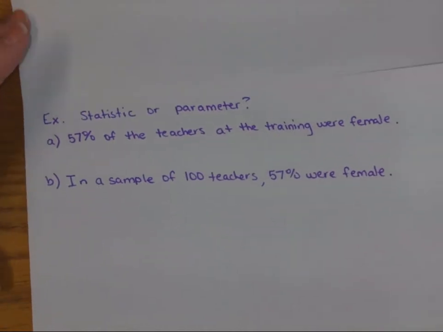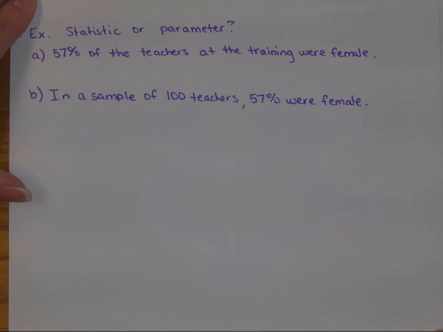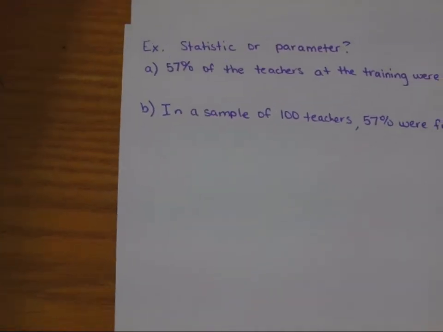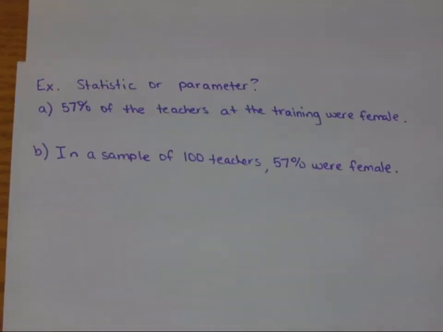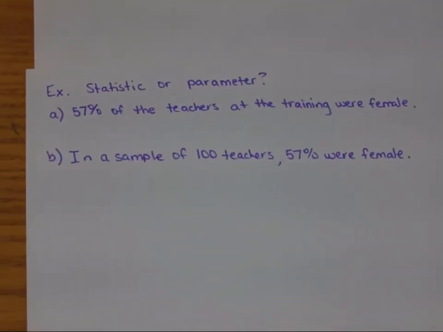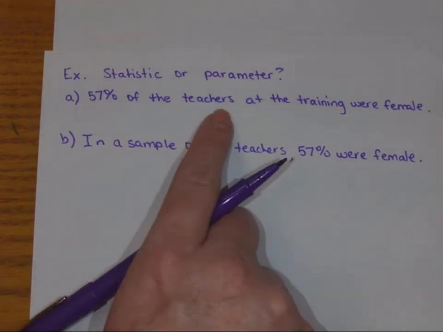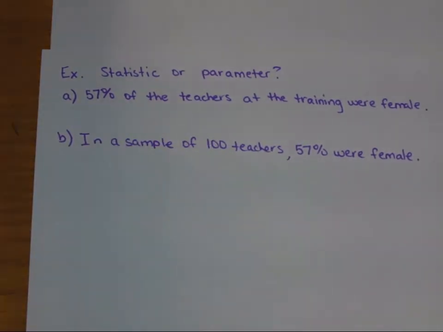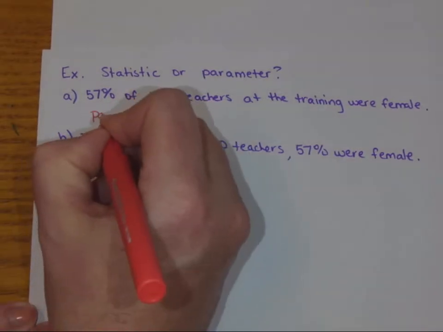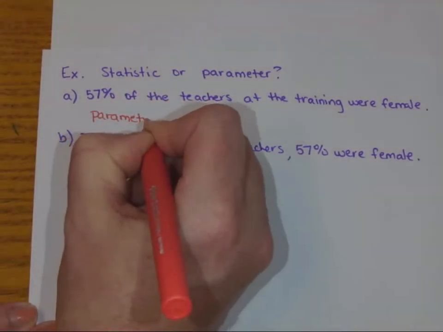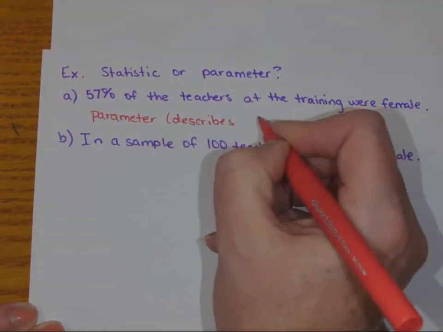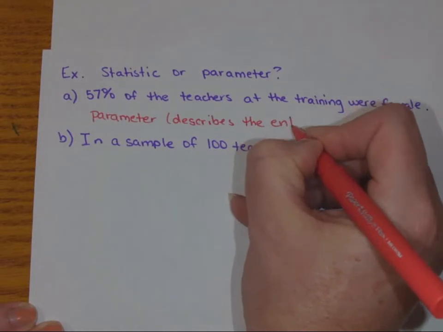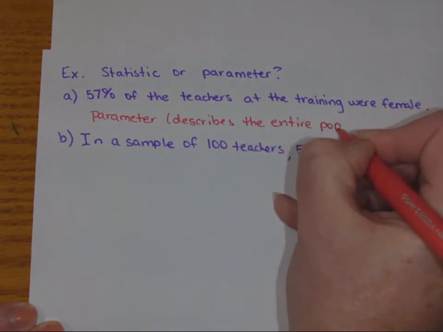Okay, but it really matters what group of people you're describing here. Let me move my camera over here. It's kind of an awkward angle. Okay, so notice this one is 57% of the teachers at the training. Notice it doesn't mention a smaller group. It just acts like it's all of the ones that were at the training. So this would be a parameter because it describes the entire population of teachers at the training.